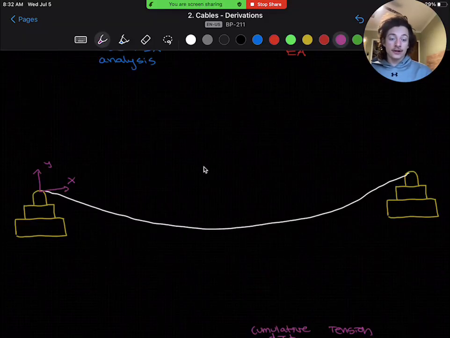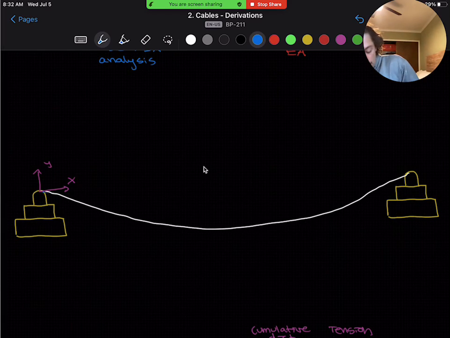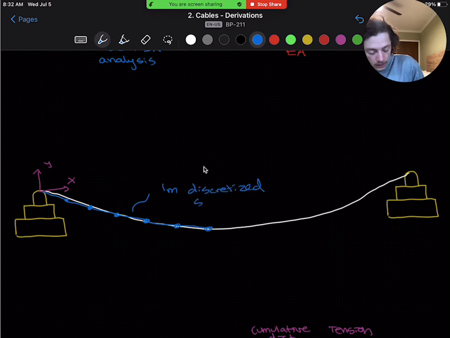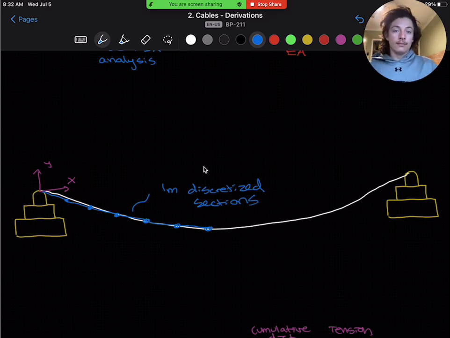All right, so our first step is going to be breaking the cable up into 1 meter discretized sections. Now, it doesn't always have to be 1 meter, but 1 meter is a good starting point for a bridge that's at least 40 meters. And this allows us to model that and still preserve some of that parabolic shape.